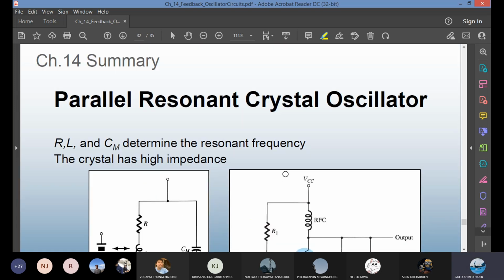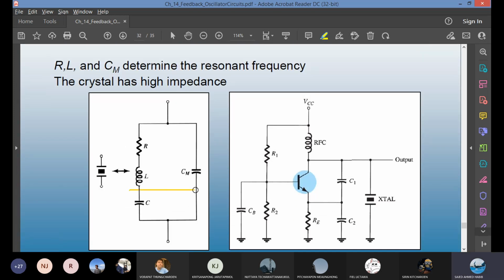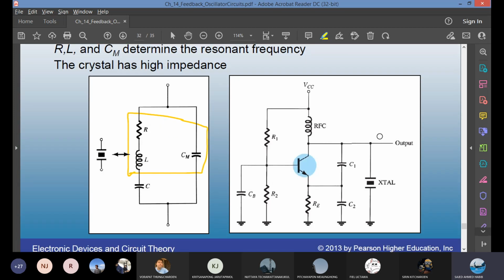What about a parallel resonant frequency? In a parallel resonant crystal oscillator, these three elements are determining the oscillation resonant frequency. Can you see how the crystal is connected with respect to the rest of the circuit? How is it connected? In parallel. The crystal looks like a parallel load with respect to the rest.